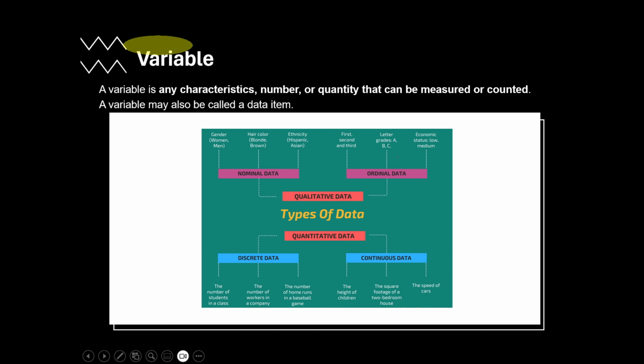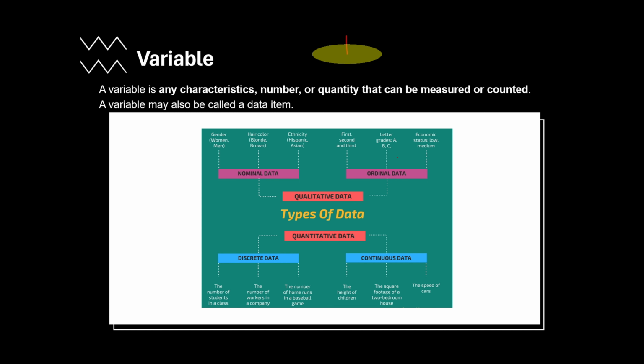Welcome back. In today's tutorial, we will learn about variables. So let's learn what a variable is. A variable is any characteristic, number or quantity that can be measured or counted. A variable may also be called a data item.